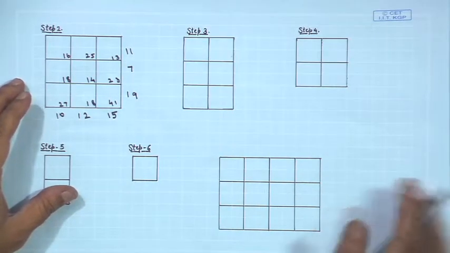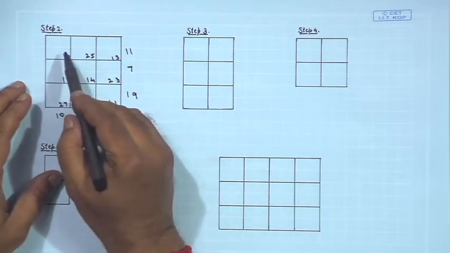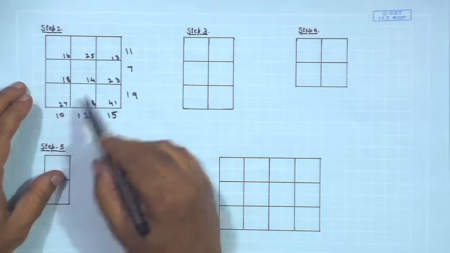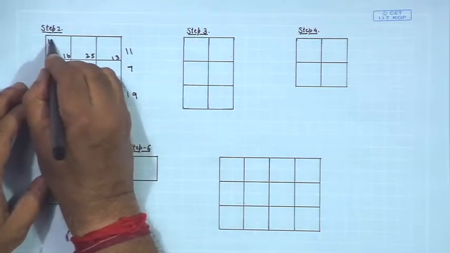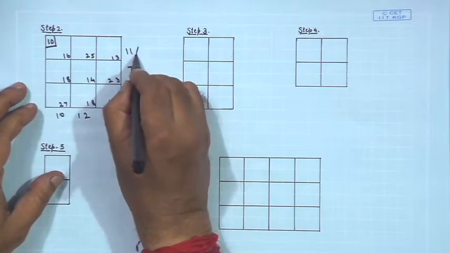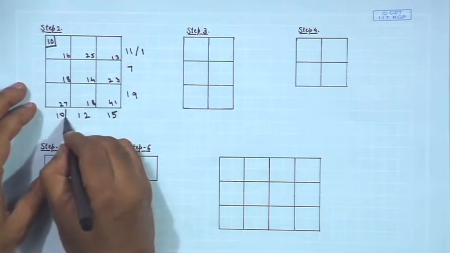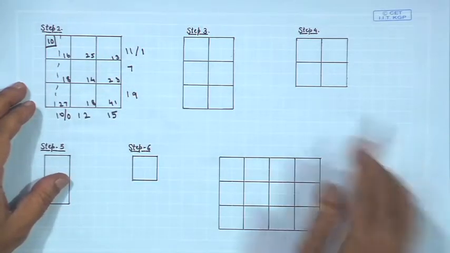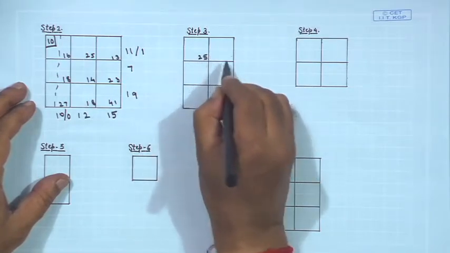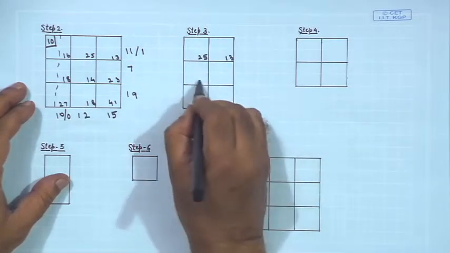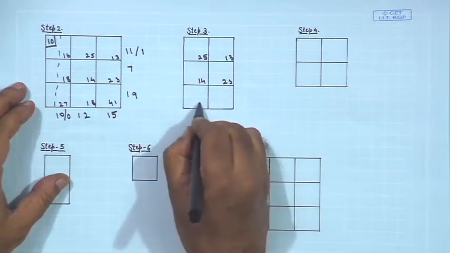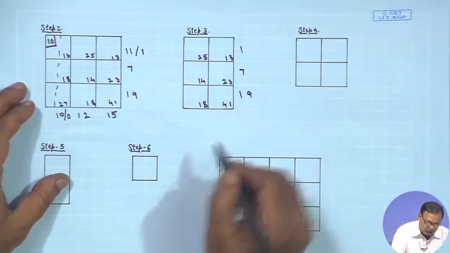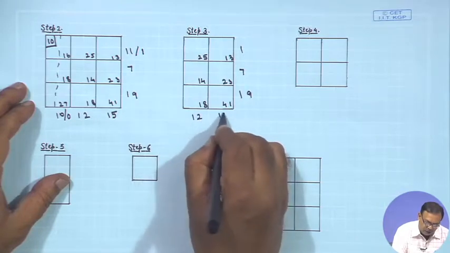Now, again you take the first column. In the first column minimum is coming on the 1 comma 1, that is the first cell. So, minimum of 10 and 11 is 10. So, you allocate 10 over here. Once you are allocating 10 here, this reduces to 1 and this is 0. Now, in the next iteration this particular column will be going out, so that you will obtain 25, 13, 14, 23, 18 and 41. Here it will be 1, 7, 19 and these two will remain, that is 12 and 15.